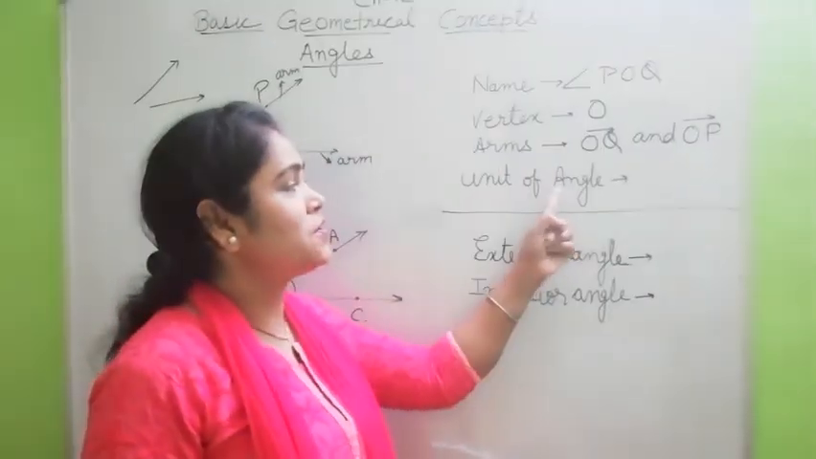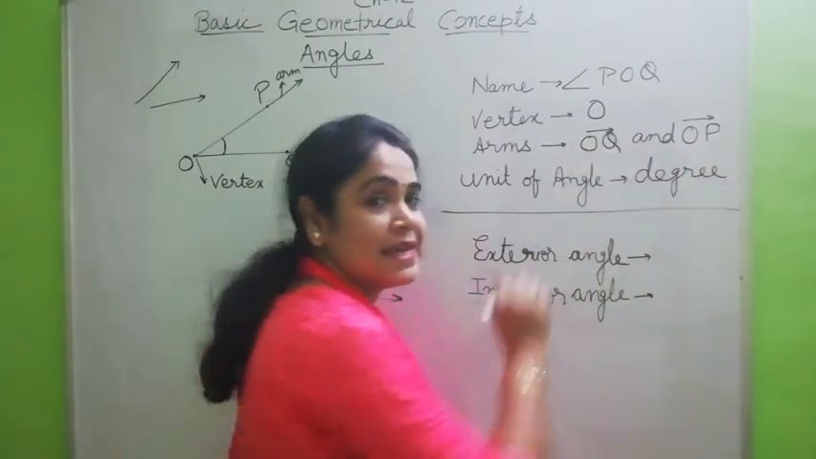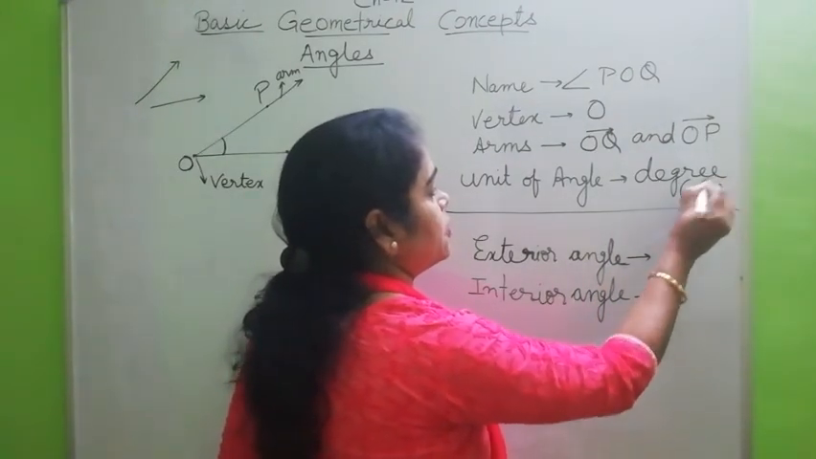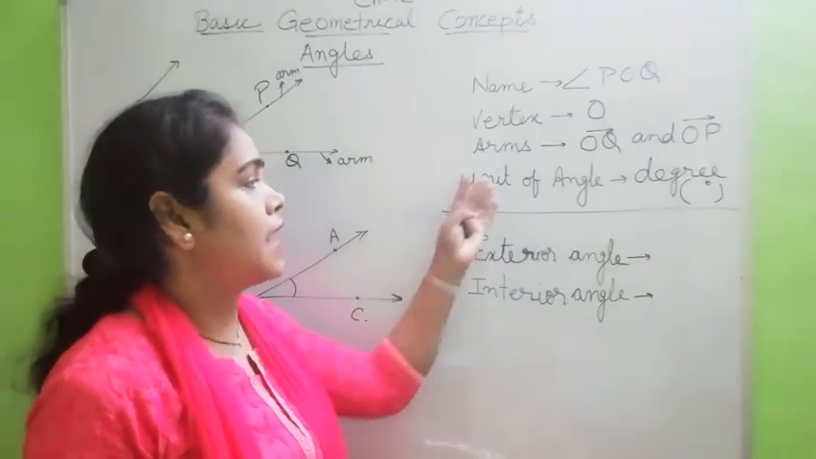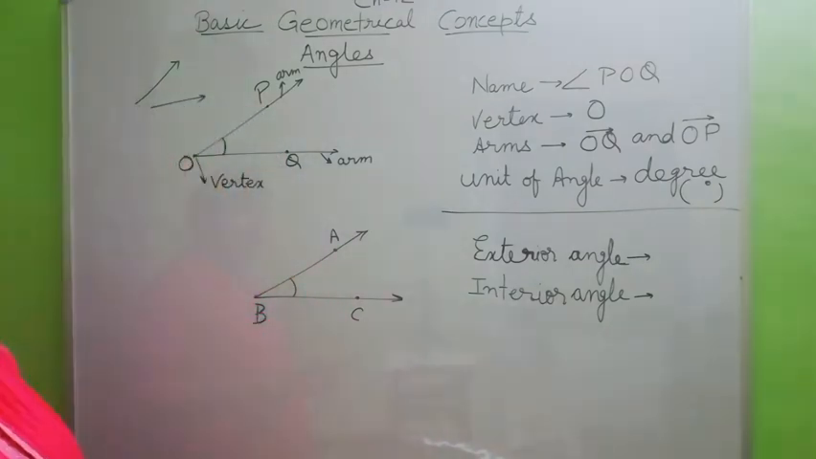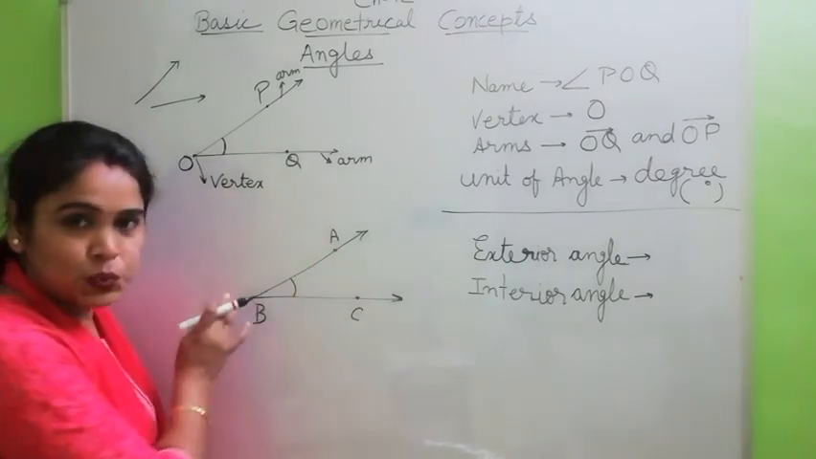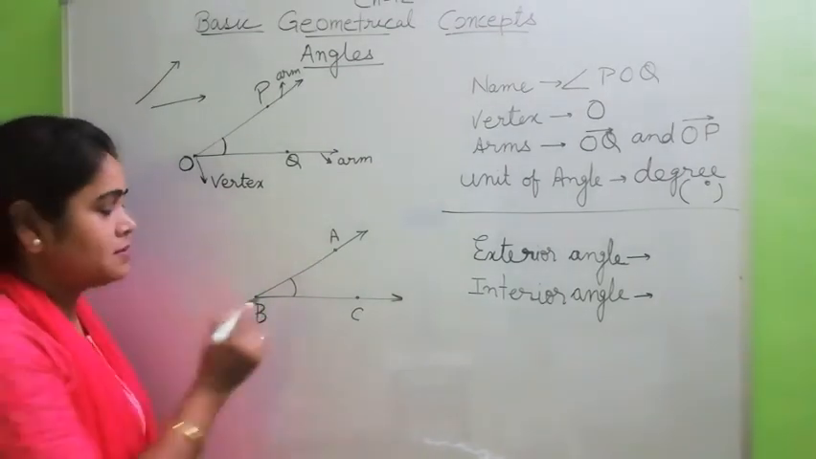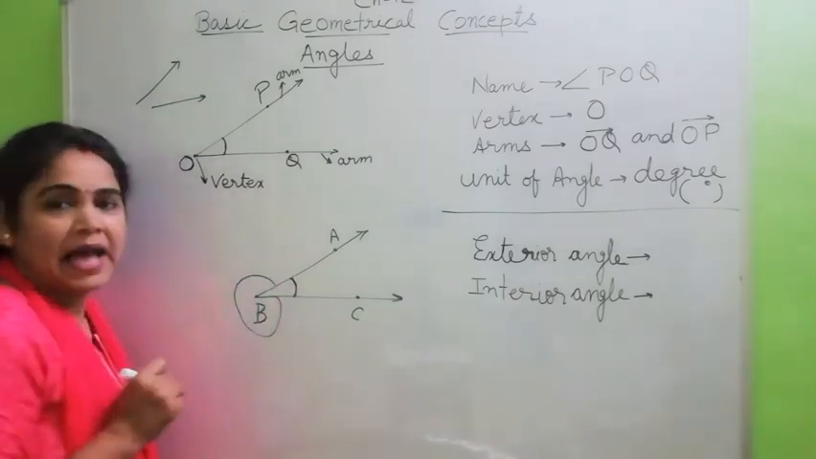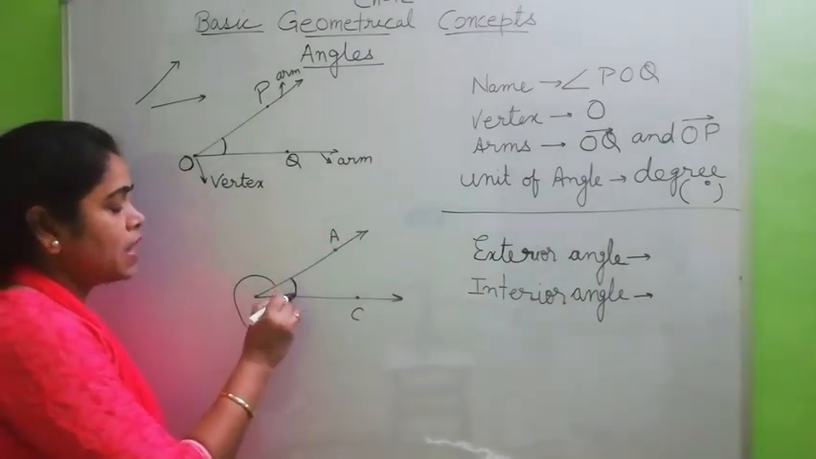One more thing, the unit of angle is degree, and it is denoted by this sign, a small circle on the top of any value of the angle. Now, exterior and interior of any angle. Whenever any angle is formed between two rays, there are always two angles. One angle is inside the arms and another is outside the arms. So near the vertex, two angles are formed.